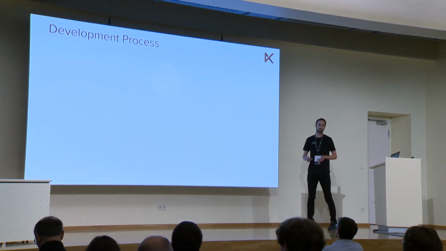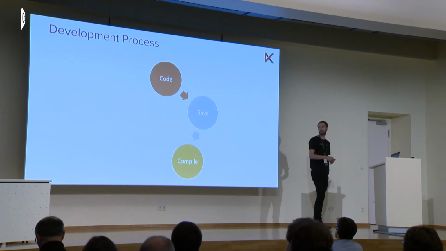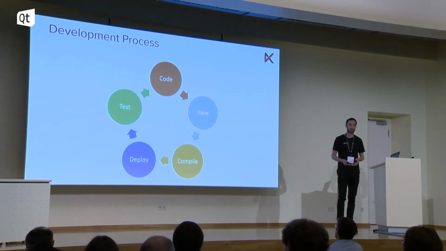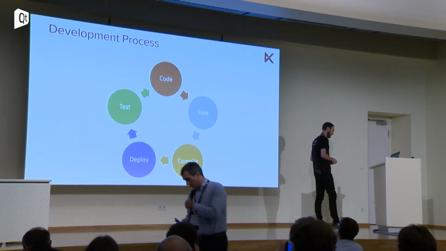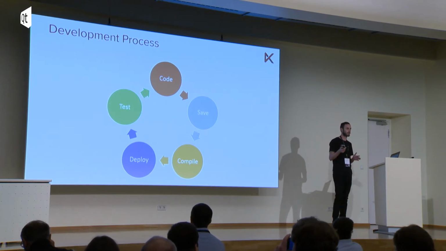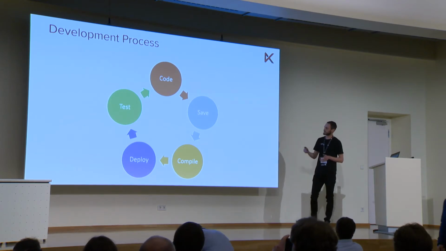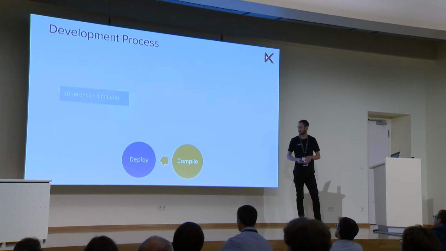Well, first, we start with writing code, right? Then we hit save, then we compile the application, deploy it to a target device, and then we test the code that we've actually written. So I'm going to show you tips for each of these steps in the development process, separately. But let's now start with the first two steps, the compile and the deploy steps.